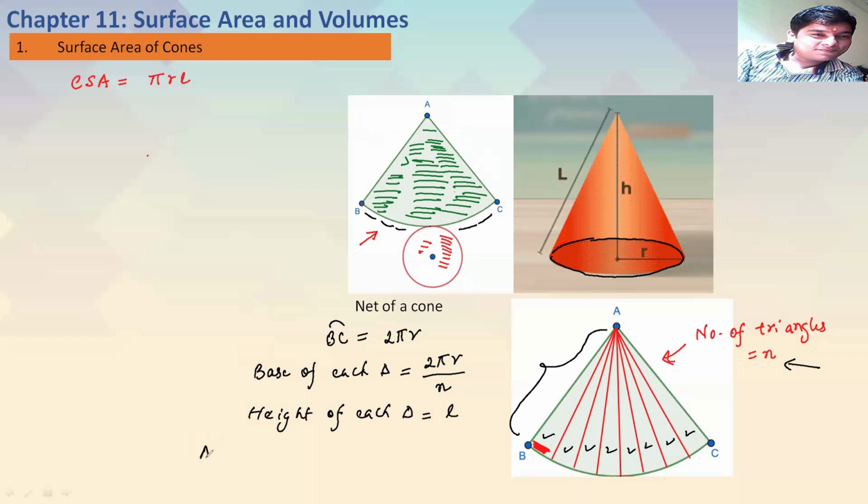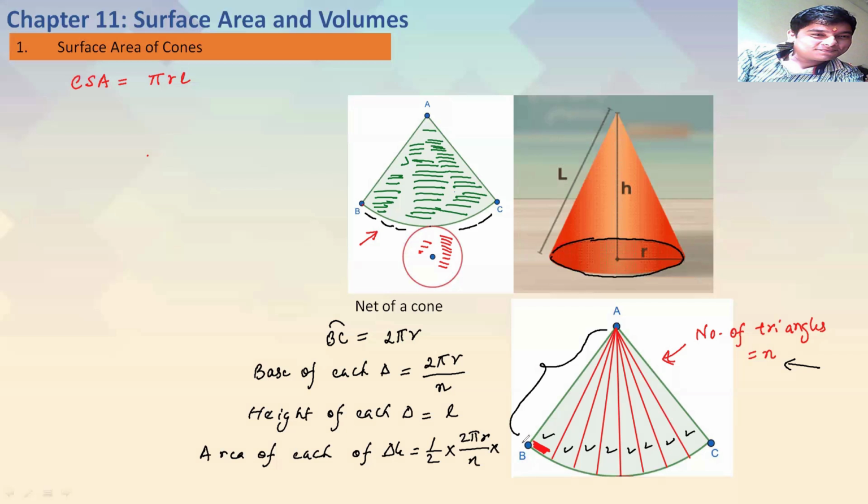So what will be the area of each triangle? Back up. What is the formula for area? Area is half into base into height. So half into, what is the base? Base of each triangle is 2 pi r divided by n. Yes, 2 pi r divided by n.